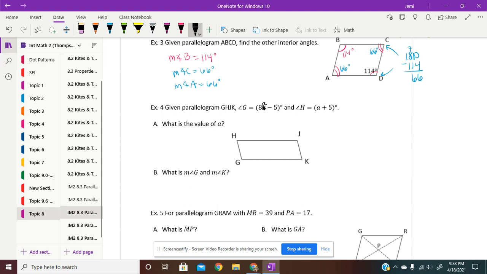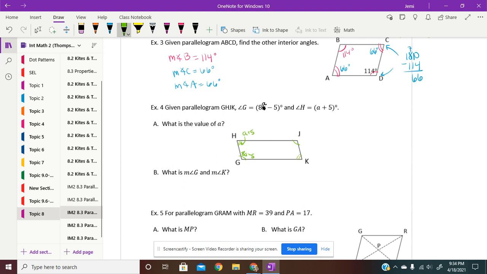Given parallelogram GHJK, angle G is 8A minus 5. And angle H is A plus 5. The question is, what is the value of A? Well, let's see what we got. If we go ahead and mark our congruent angles, I've got that G is congruent to J and H is congruent to K.